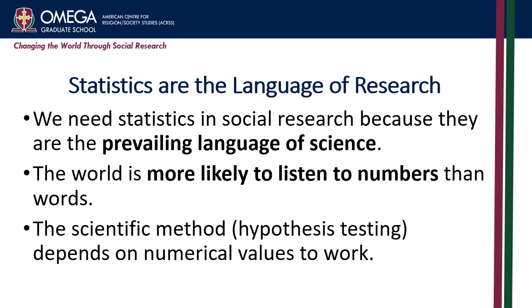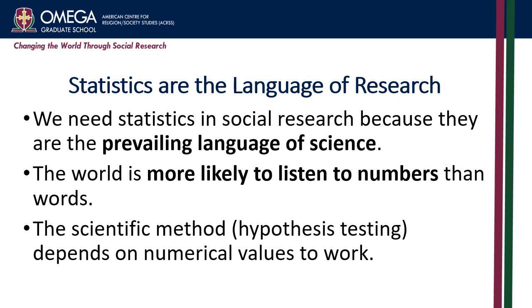At OGS, we have a tradition of referring to statistics as a language, and we do that because statistics are the language of research. We need statistics in social research because they're the prevailing language of science. So in medical science, for example, or physics, or space science and astronomy, chemistry, all of those sciences use statistics to make inferences about the physical world. And in social science, we're using the same approach to make inferences about how people interact and behave.